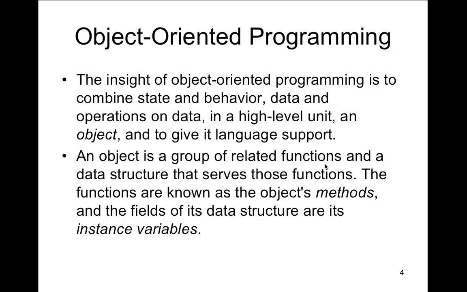An object is a group of related functions and a data structure that serves those functions. Thus, the functions are known as object methods. We have methods and data members and member functions, and it's just true object orientation. Everything meets all of the basic patterns of Java, actually, as well.